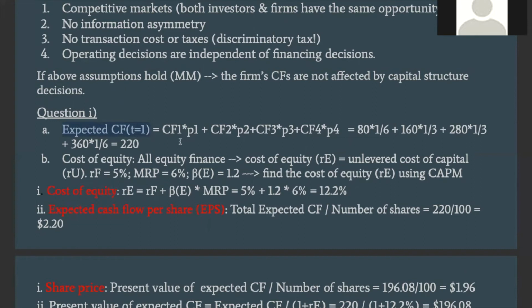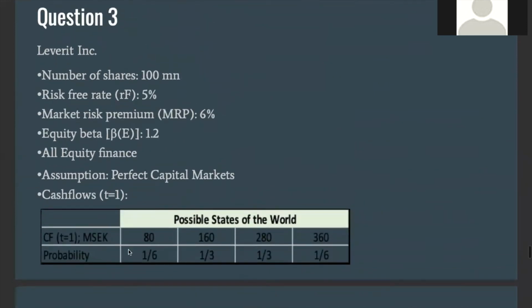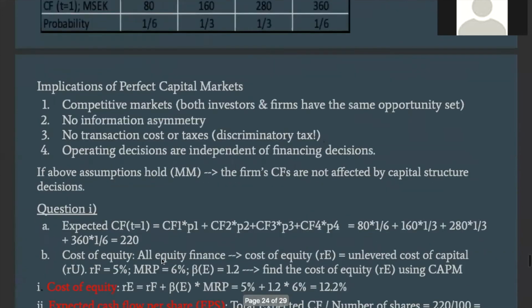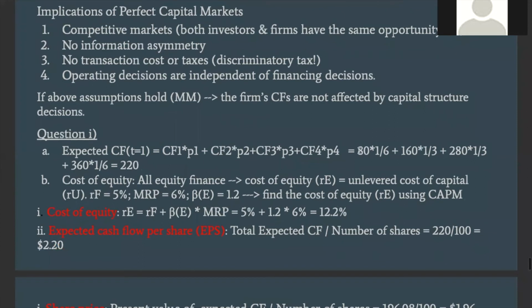To do this, we have 4 cash flows, if you remember from the first slide here, and we have the probabilities that we realize each of these states. And so the expected cash flow is basically the weighted average, using the probabilities for each state, of the cash flows that we expect in each individual state. So if you take the numbers from the table and plug it into this formula, you arrive at an expected cash flow of 220 million.